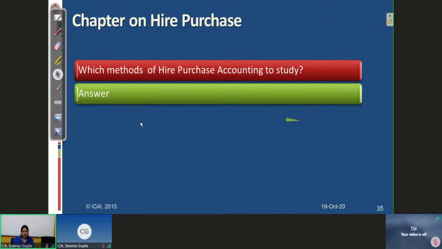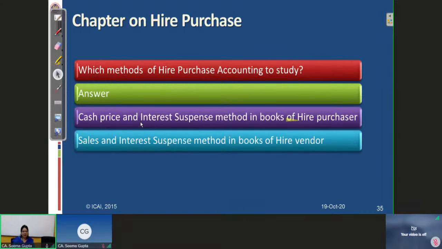Under hire purchase, which methods to study? Cash price and interest suspense method, and sales and interest suspense method in the books of hire vendor. So cash price method in the books of hire purchaser and sales and interest suspense method in the books of hire vendor. Under hire purchase chapter, you have to study only this much and no other methods are required to be studied.